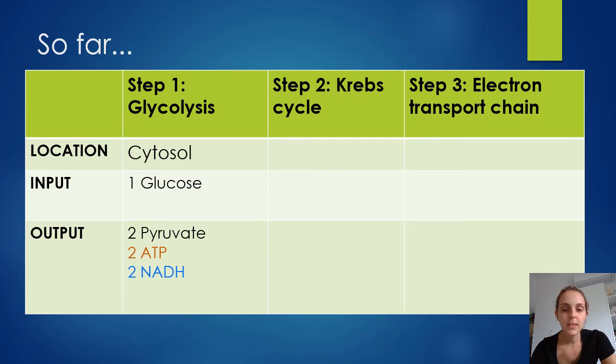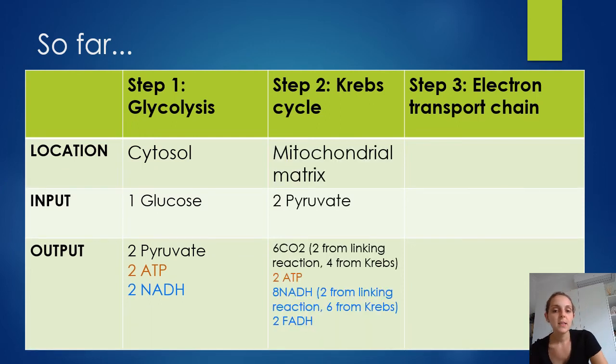So in summary, this takes place in the mitochondrial matrix in the middle of the mitochondria. We put in our 2 pyruvate. Remember, that was changed into 2 acetyl-CoAs, and our overall outputs were 6 CO2s, 2 of those being from the linking reaction and 4 from the Krebs cycle, 2 ATPs in total, 8 NADHs, 2 from the linking reaction and 6 from the Krebs cycle, and then 2 FADH2s. And we're now going to see what's going to happen to those.